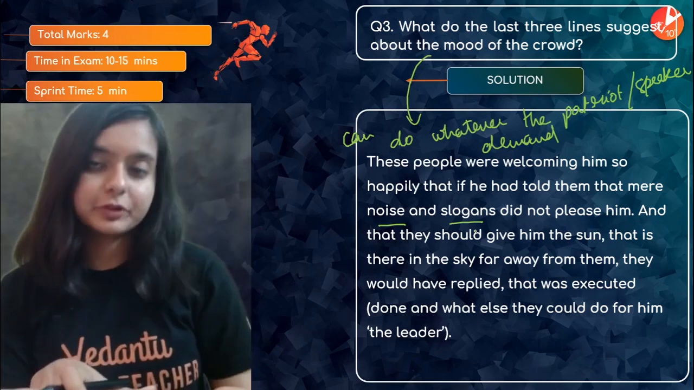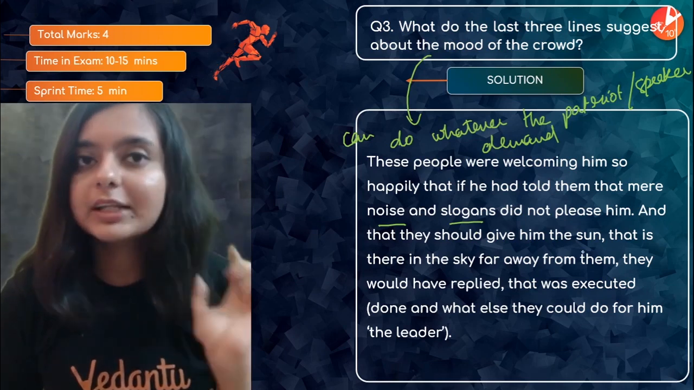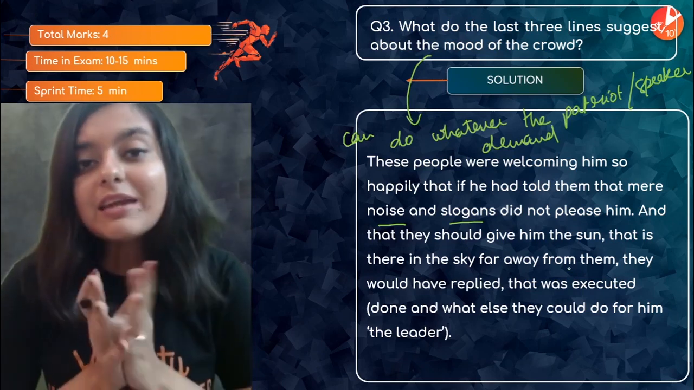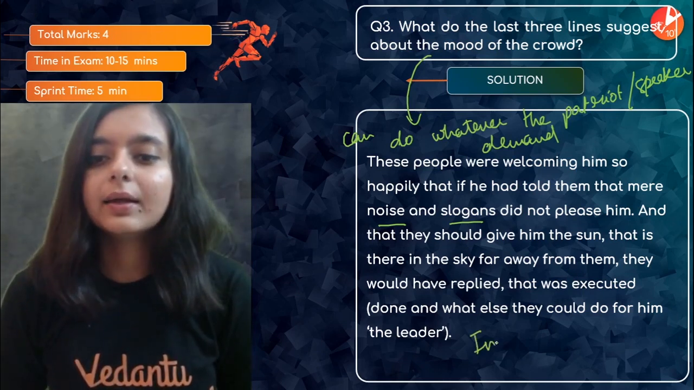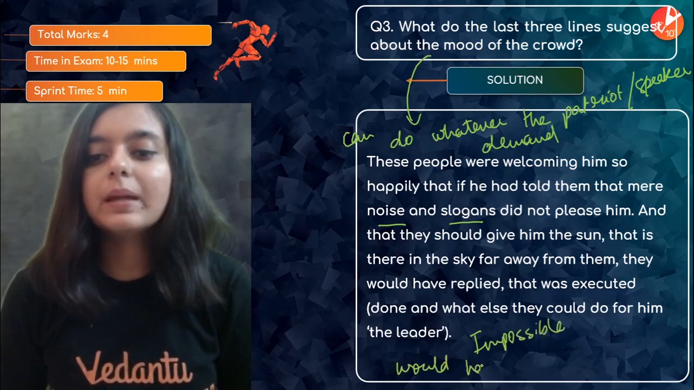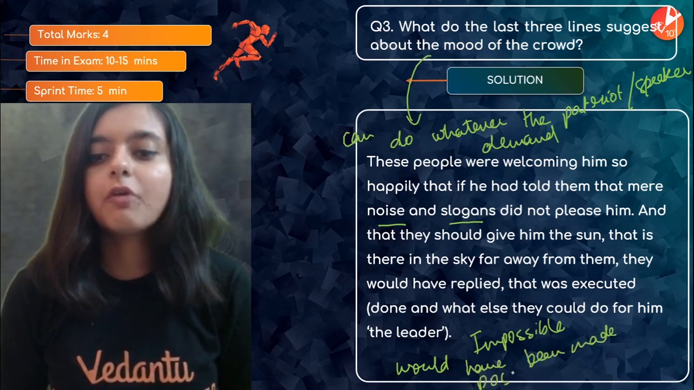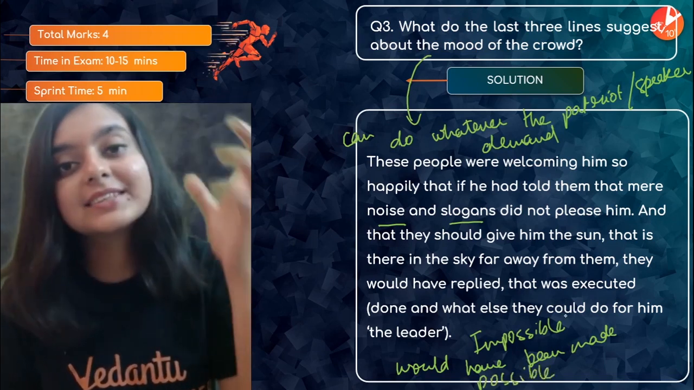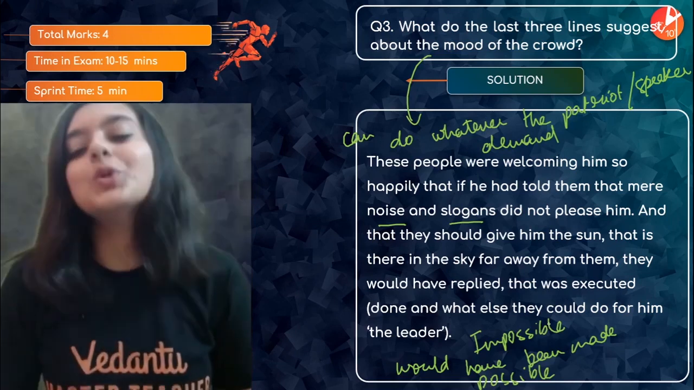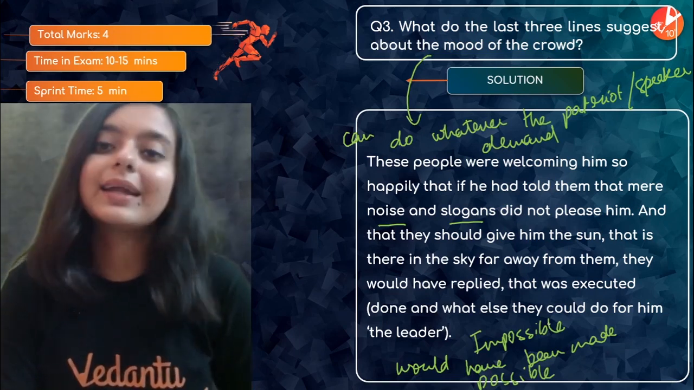So if the speaker would have told him that mere noise and mere slogans is not enough, and they should give him the sun, which is far away, which is of course not possible, even the impossible would have been made possible for the speaker. And after the execution of the impossible, again the crowd would have asked, what else do you need? Okay, so that is talking about that kind of mood of the crowd.